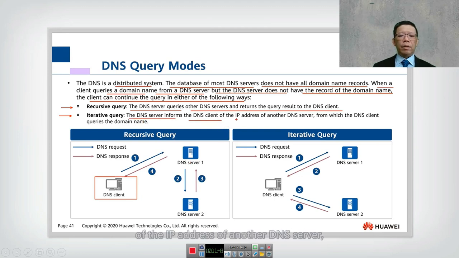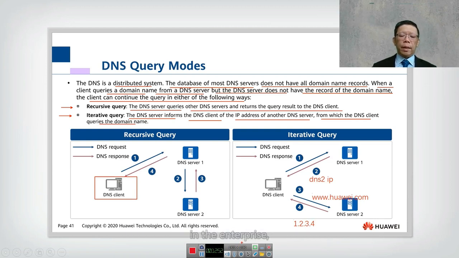The DNS server informs the DNS client of the IP address of another DNS server from which the DNS client can query the domain name. So now the DNS client is going to ask server one. Server one says, hey, I do not know where is www.huawei.com, but I do know the server that will possibly know where is Huawei.com. So it returns the IP address of DNS2. Step number two in the iterative is that the client now queries DNS2, asking, hey DNS2, can you tell me where is www.huawei.com? DNS number two then replies, hey, I know where is Huawei.com and this is the IP. So this is called iterative. These are the two modes.